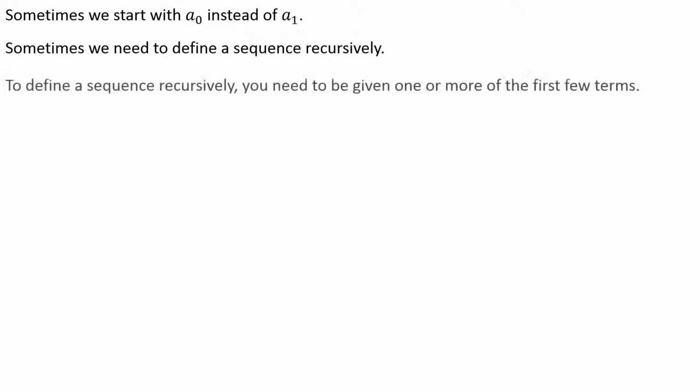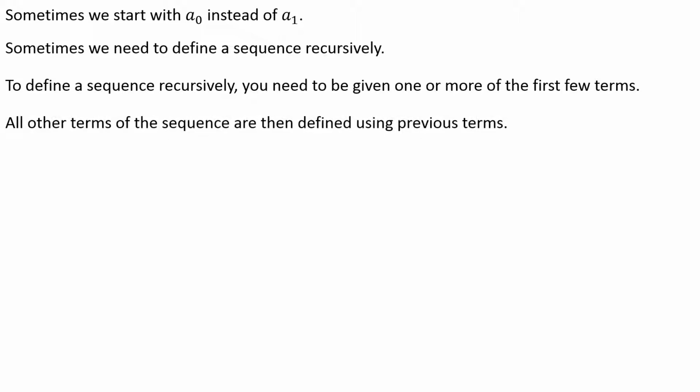Now we've got a couple of weird curveballs coming up here. On rare occasion, we start with a sub 0 instead of a sub 1. Now, unless you're told directly to start with 0, just assume you're going to start with 1. And then recursive means that we have to know a previous term or previous terms. Right? We don't just get a neat little equation where we can plug in numbers. We have to know what came ahead. And then all other terms are defined using the previous terms.